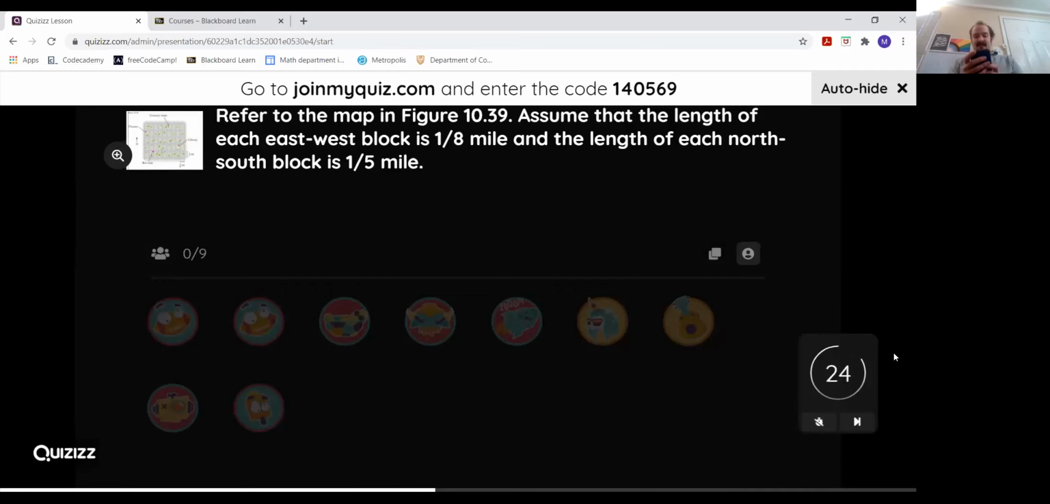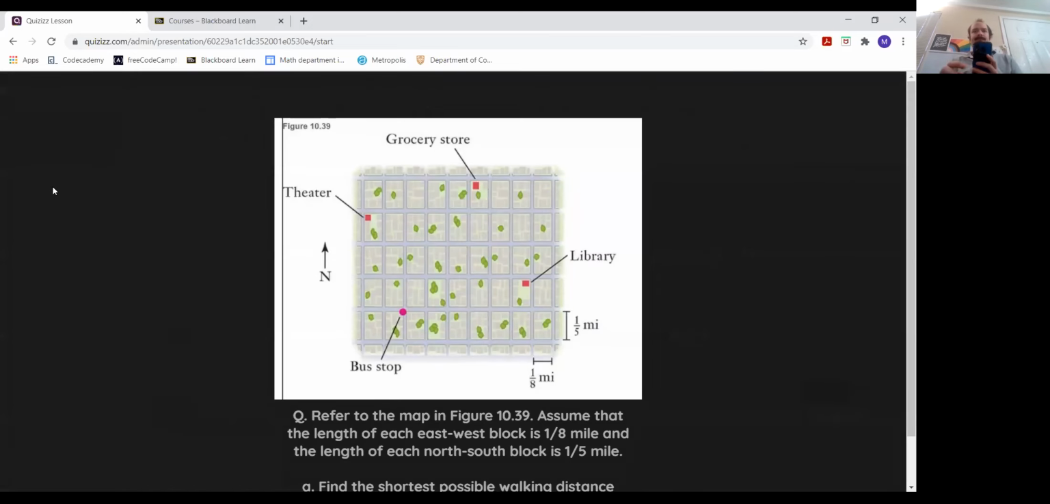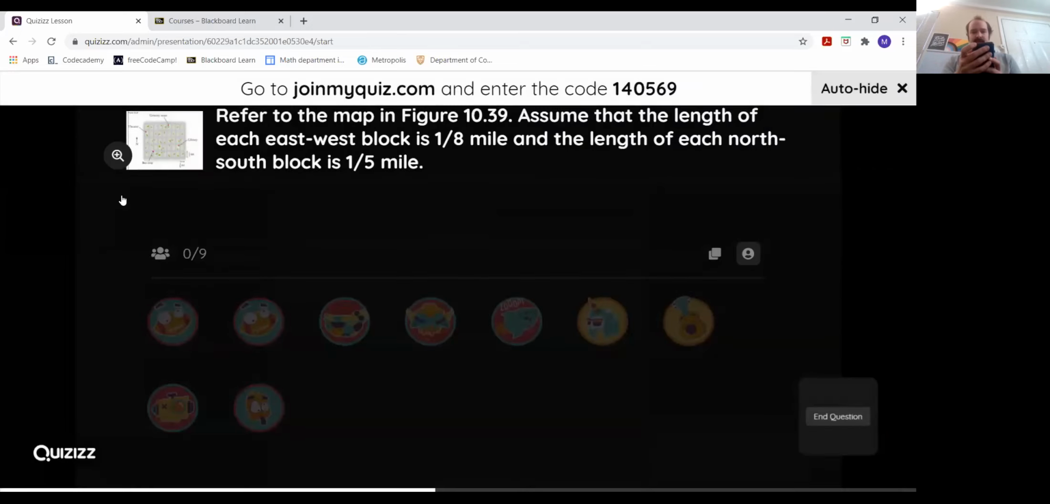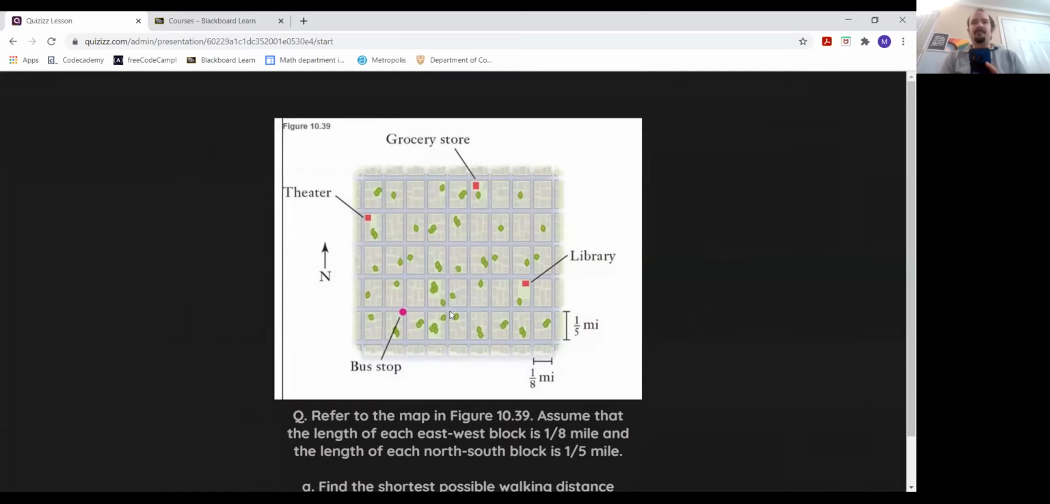So we want to look at this. Calm down there. We want to find the shortest possible walking distance between two locations. And the two locations that we're going to look at are the bus stop and the library.